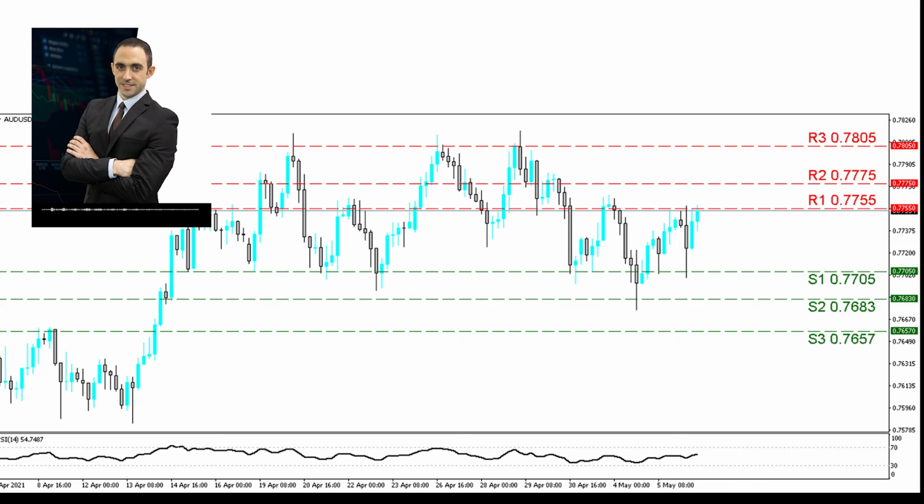Traders should note that on the 10th of May we get the Australian retail sales for March and the retail trade figure for Q1. Caution is advised as they are rather important figures for the economy.